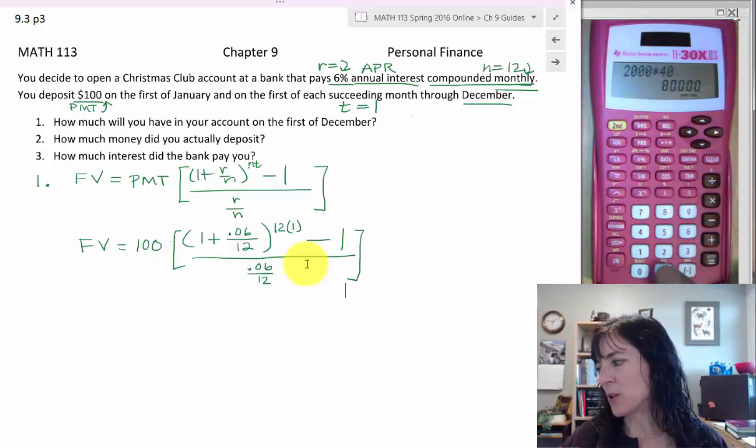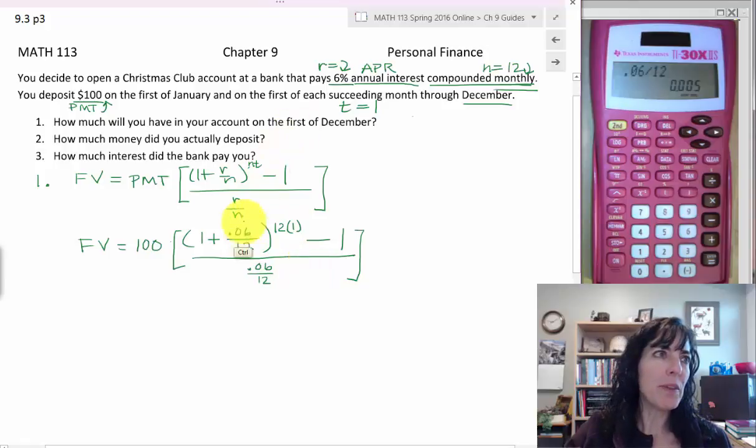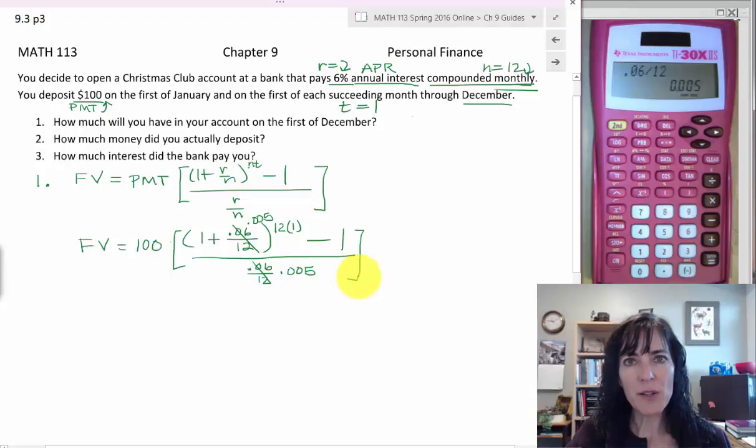So first thing I'll do is 0.06 divided by 12. And I get 0.005. Now I know I could just write that down, and I will, 0.005 instead of that whole thing, and down here 0.005. But I do want to show you how to use store and recall, because occasionally you'll have like 0.083333 or something like that, and you want to be able to store all those decimal points.